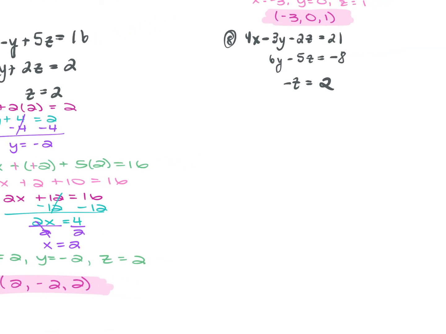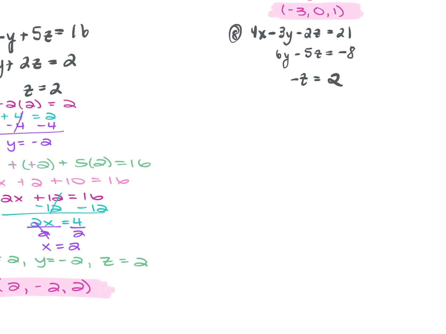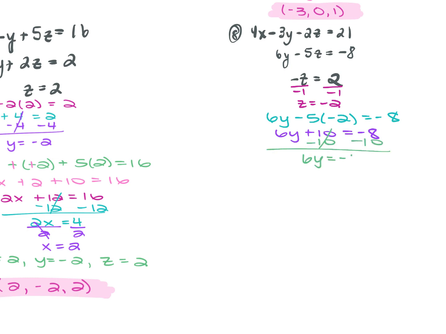For number 8, we have 4x minus 3y minus 2z is equal to 21, 6y minus 5z is equal to negative 8, and negative z is equal to 2. If we divide each side by that negative that's in front of that z, we get that z is equal to negative 2. Plug that into the middle, solve for y. That's going to give you 6y minus 5 times negative 2 is equal to negative 8. This simplifies to be 6y plus 10 is equal to negative 8. We move that 10 over by subtracting it from both sides. We're left with 6y is equal to negative 18. Divide each side by the 6, and you get that y is negative 3.